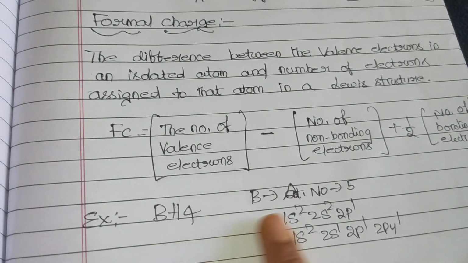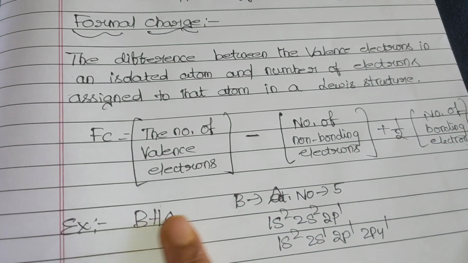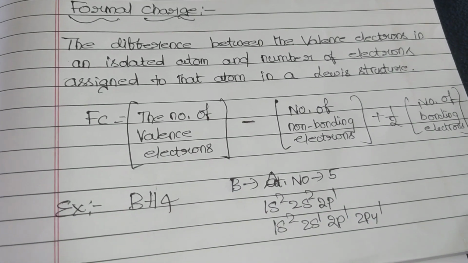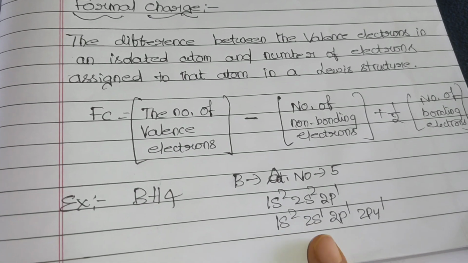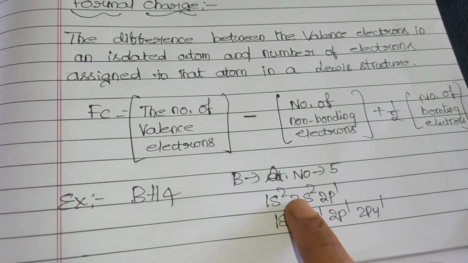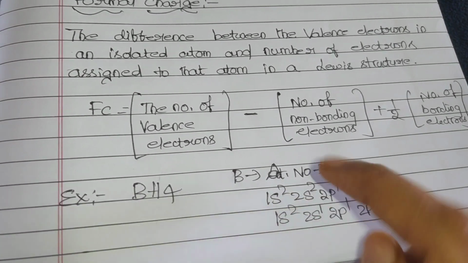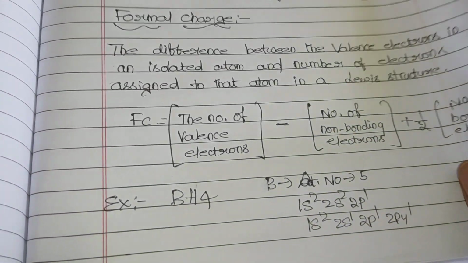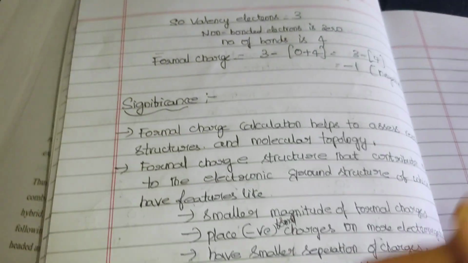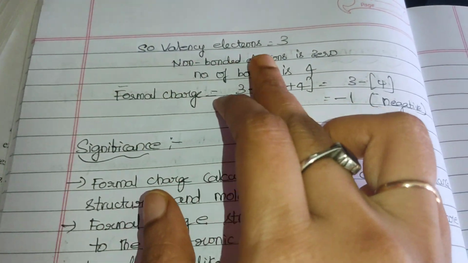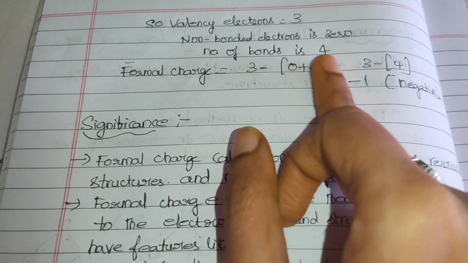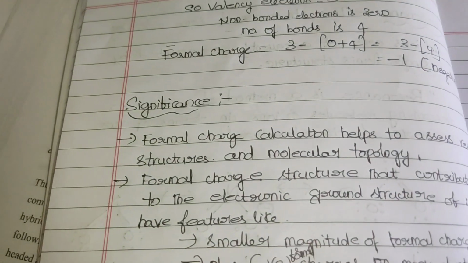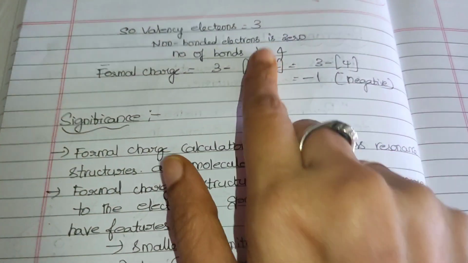Let's see BH4. The atomic number of boron we know is 5. So in the ground state 1s2 2s2 2p1. In the excited state it will take 1s2 2s1 2px1 2py1. So one electron will be transferred to p. So we have 3 valency electrons. So how to calculate formal charge? Valency electrons is 3, non-bonding electrons are 0, and the number of bonds, because BH4, so 4 bonds with 4 hydrogens, is 4.